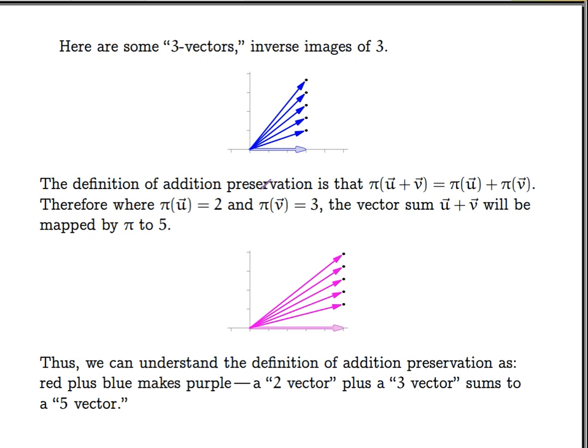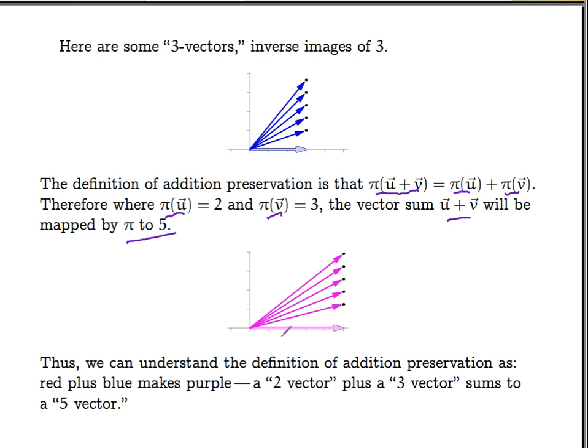Okay. Definition of addition preservation is that pi of u plus v equals pi of u plus pi of v. Therefore, where pi of u equals 2 and pi of v equals 3, the vector sum u plus v will be mapped to 5 by pi. All right, so we can see, in fact, that if I take a linear combination of these vectors, they will not map to the same vector here.